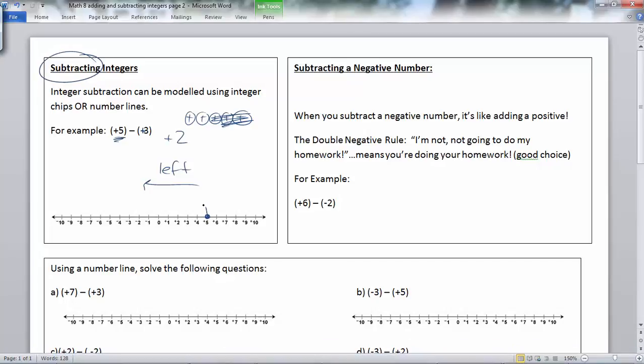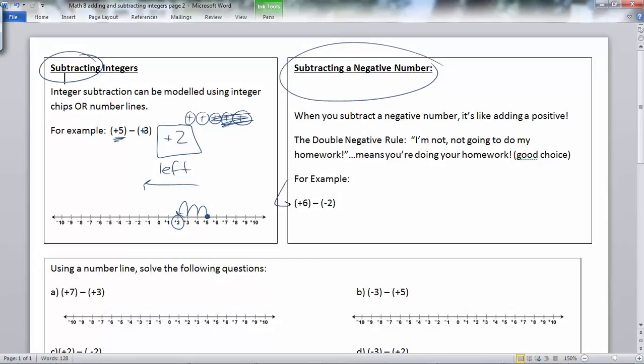We're going to move left 3. 1, 2, 3. And no big surprise there. You landed on positive 2. Okay, so it gets a little bit trickier, but remember, subtract means left. There's one exception, right? When you subtract a negative number.